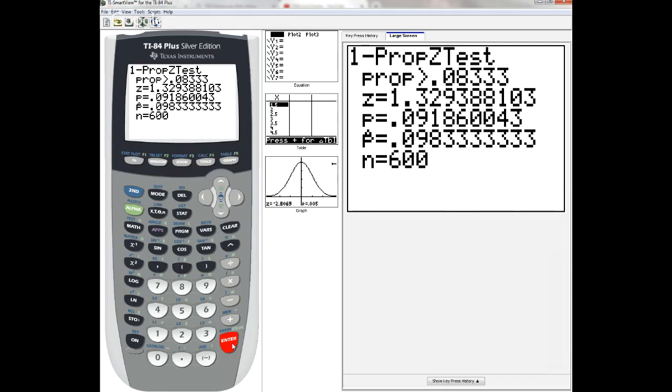P-hat, that's just 59 divided by 600. You probably already knew that. And n is 600. So those last two things, they're good to know about the problem, but we don't have to include those in our do step. But the z-score and the p-value, we do.